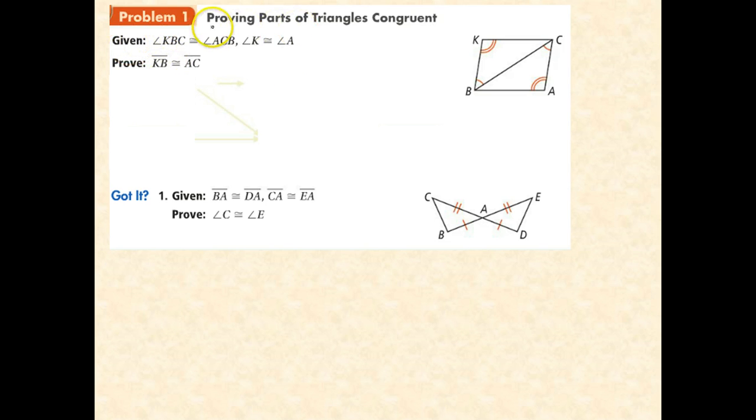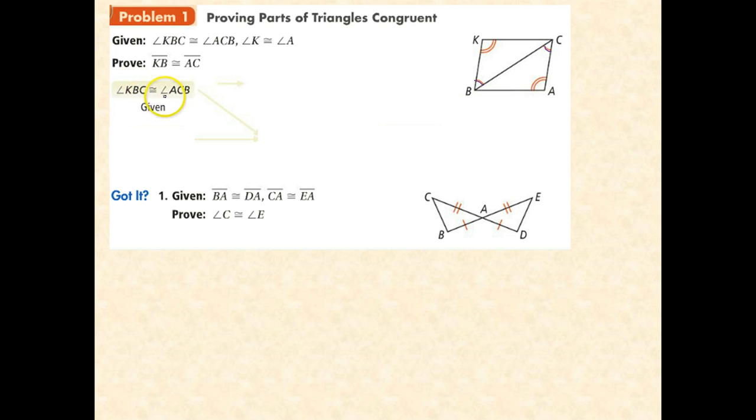So problem 1, proving parts of triangles are congruent. We are given that angle KBC is congruent to angle ACB. So this angle is congruent to this angle. And we get that angle K is congruent to angle A, and we want to prove that segment KB is congruent to segment AC. Flow proof.